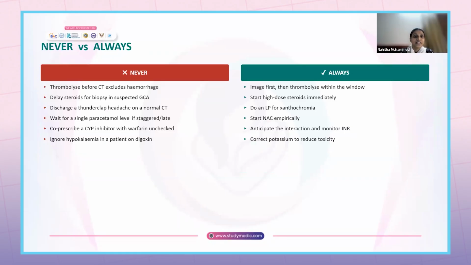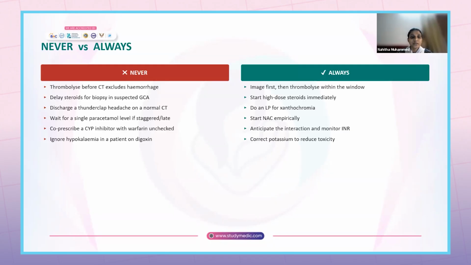So these are the never things we have to keep in mind. Thrombolysis before CT excludes hemorrhage? No, first is imaging, then only thrombolysis. Then in GCA, first is steroid, then only go for biopsy. In subarachnoid hemorrhage, first is CT, then only LP. Paracetamol: however the patient has taken it, start NAC immediately.